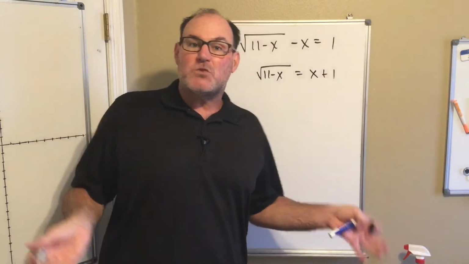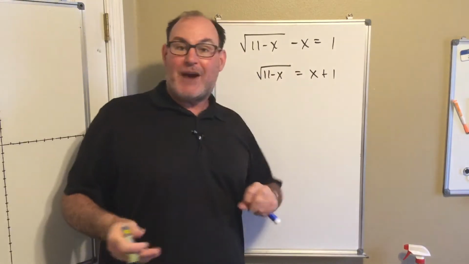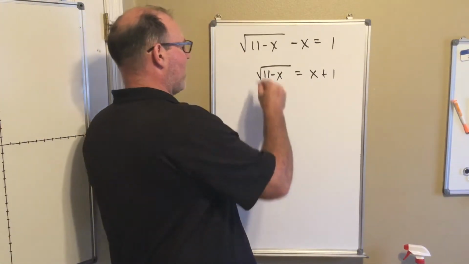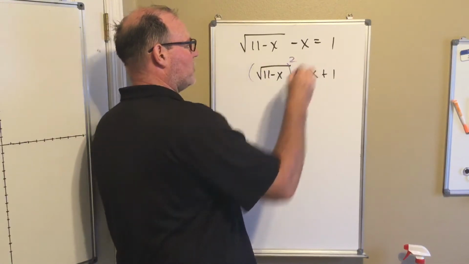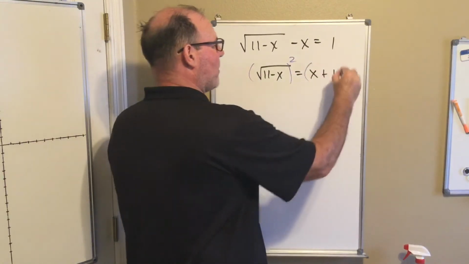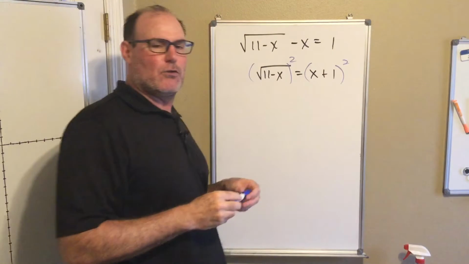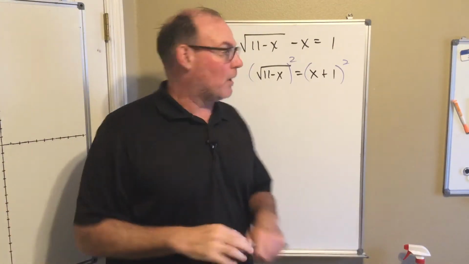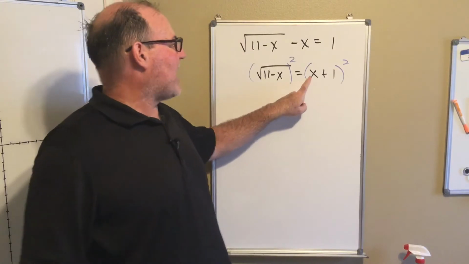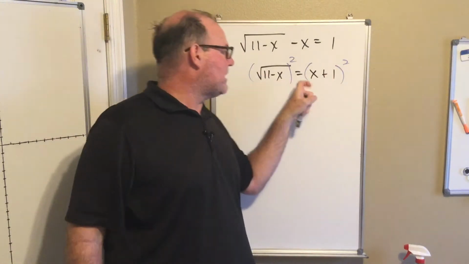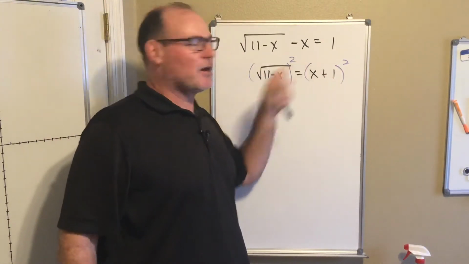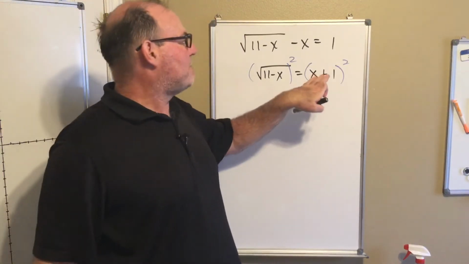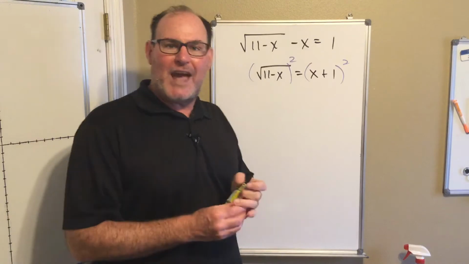Just like the problems where it was a square root equal to a number, I am now going to square both sides of this problem. So I'm going to square the square root of 11 minus x, and I'm going to square the stuff on the right side. Now, something big to remember here. When I square the right side, I cannot just square the terms. You cannot just say this is x squared plus 1. That is a dreaded math error. Okay, don't forget we have a binomial over here that we have to square.